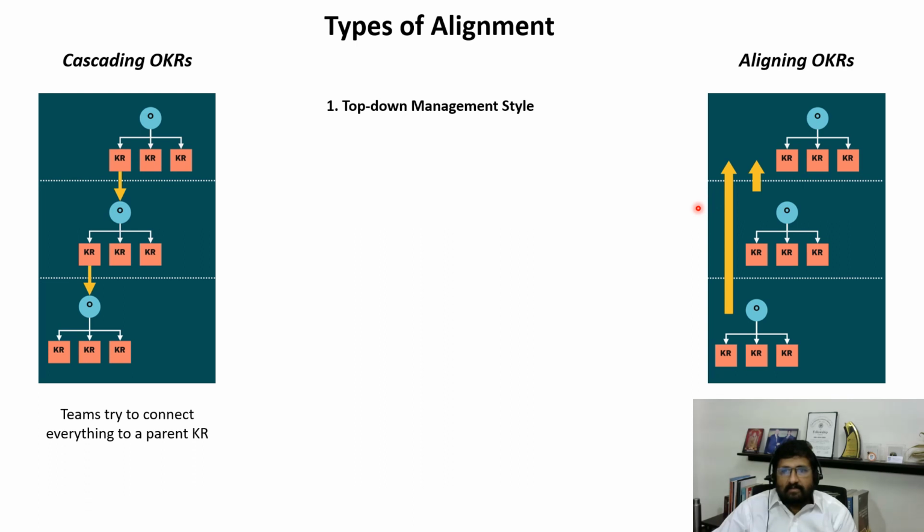Now let's see what the pros and cons of these two methods are. Top-down management style. Yes, both methods provide a top-down management style. That means the top management defines the vision, mission, and strategic goals, and it flows down all the way to the bottom.